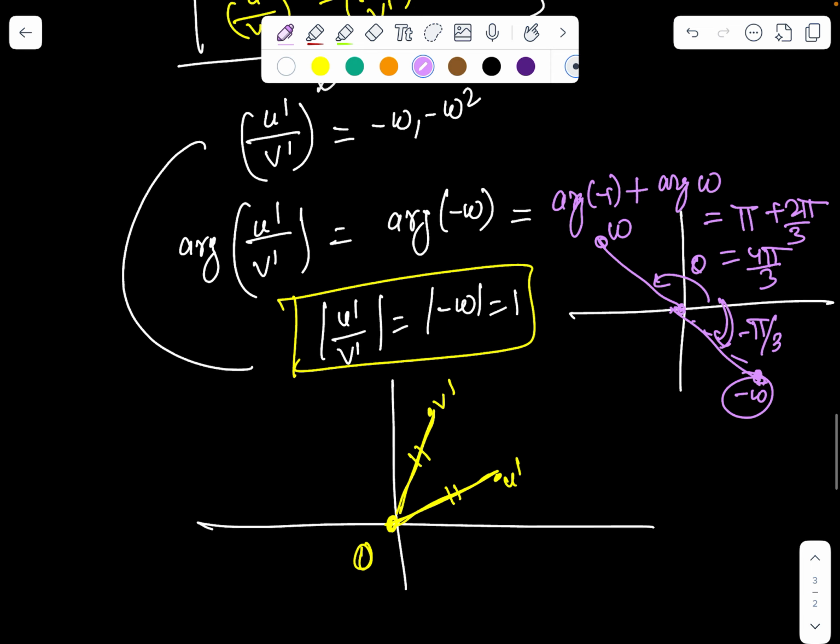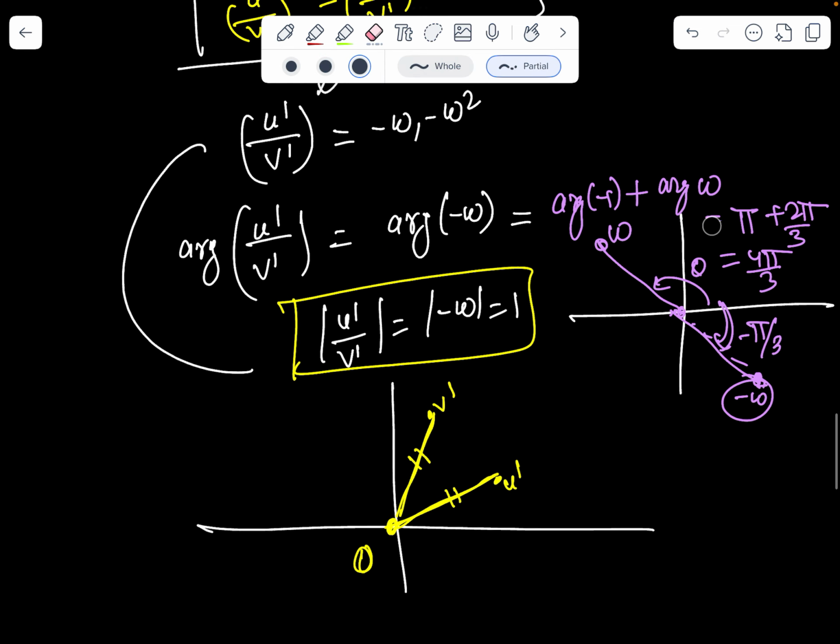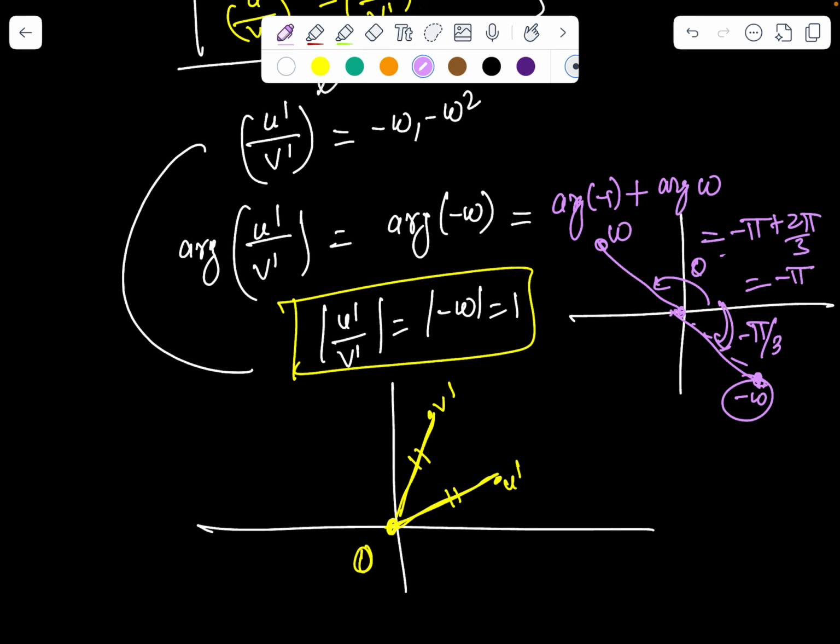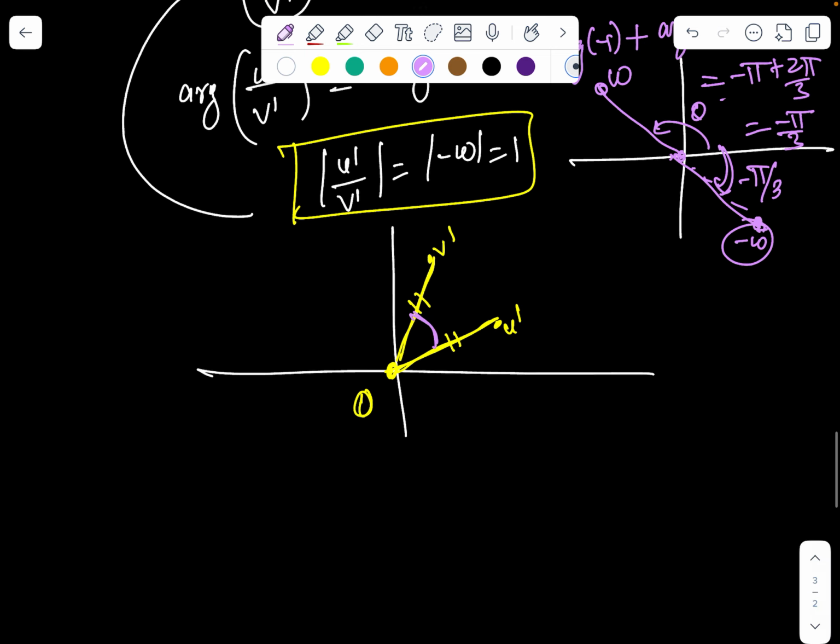Minus 1 will give you minus pi. Extremely sorry for that silly calculation mistake. So it's minus pi plus 2 pi by 3, which gives, yes, as usual, minus pi by 3. Anyway, minus pi by 3 just shows the orientation of the angle is in the opposite direction, but the magnitude of the angle between u dash and v dash is 60 degrees, right? So I can say u dash, v dash and the origin form an equilateral triangle.